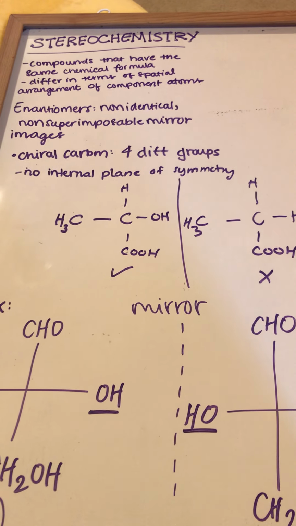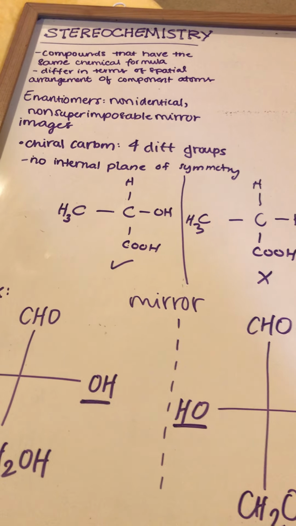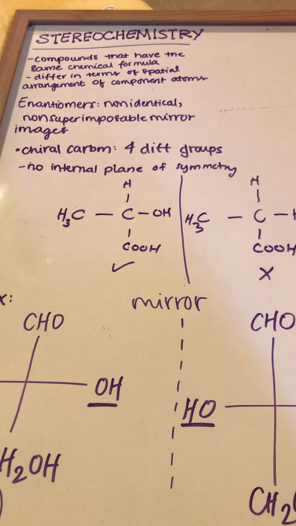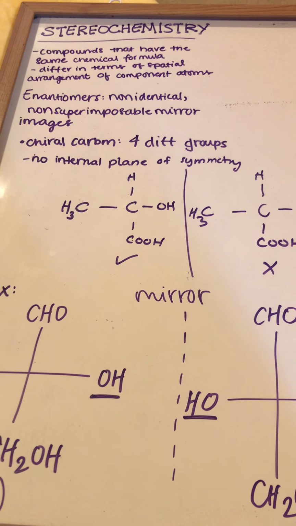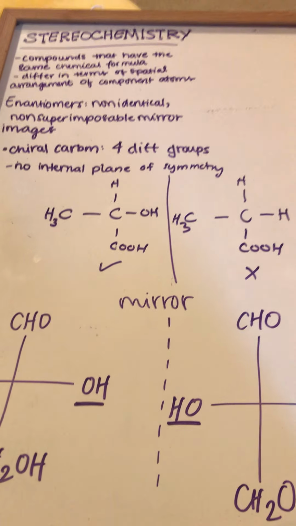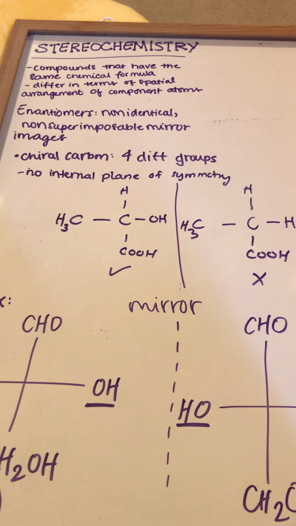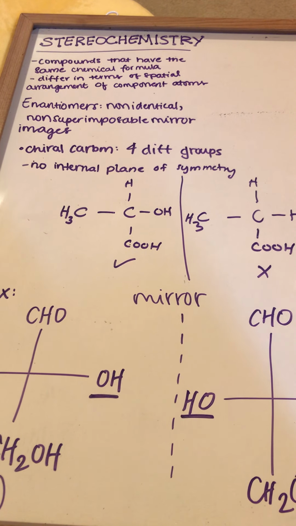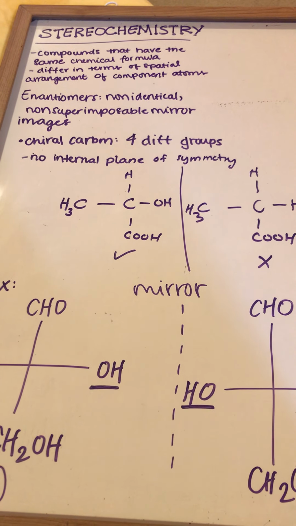So, compounds that have the same chemical formula only differ in the way that their groups are attached. They don't necessarily have different chemical formulas. Two stereoisomers of glucose will have the exact same number of carbons, hydrogens and oxygens, but they'll only differ in their arrangement. So like I said, they differ in terms of spatial arrangement of component atoms.